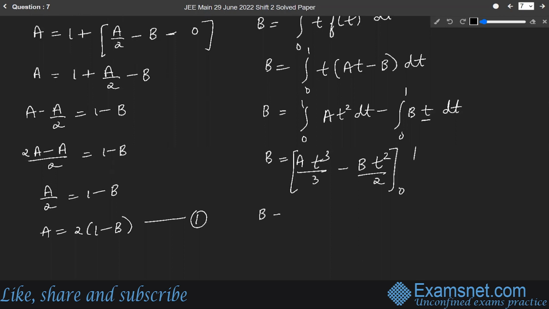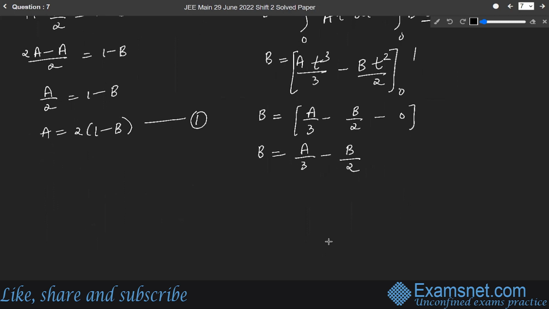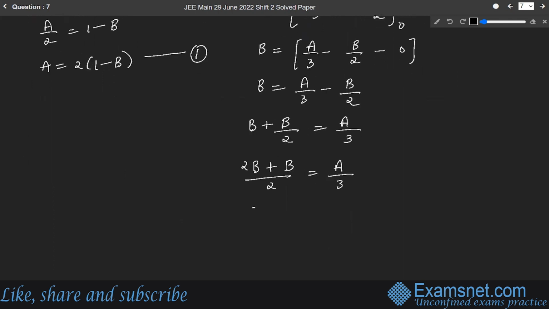So let us put the limits. When we put the limits, it will be a by 3 minus b by 2. Okay, when we put t is equal to 1, we get a by 3 minus b by 2, and when we put 0, the expression will be 0. So what we have is b is equal to a by 3 minus b by 2. Now let us take all the terms of b on the left hand side. So we have b plus b by 2 is equal to a by 3. On taking the LCM, 2b plus b divided by 2 is equal to a by 3. Now what is 2b plus b? It is 3b divided by 2 is equal to a by 3.